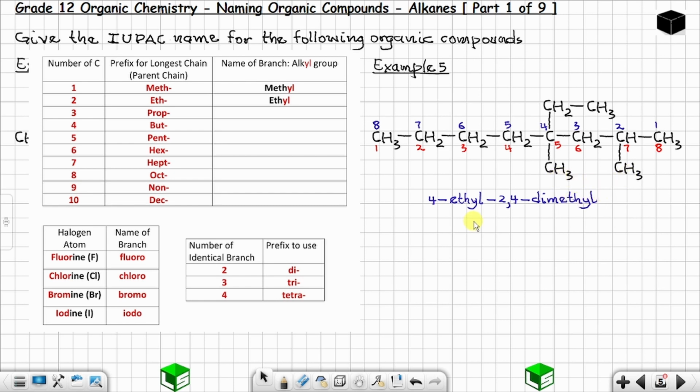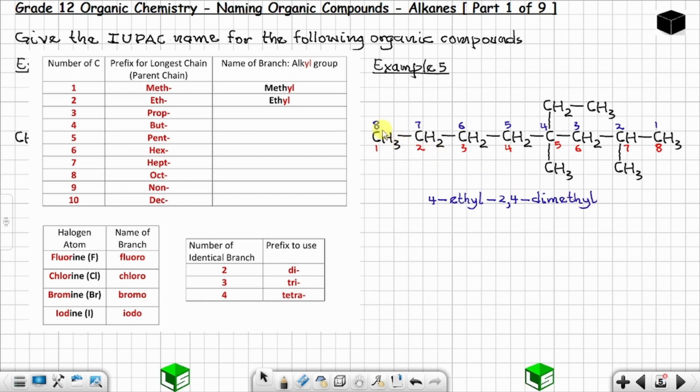And you may be wondering why this 4 didn't come after 2 and 4. Remember again, you have to write down your branches alphabetically. So you have E and M. M comes after E. You don't look at the prefix di. Remember, you look at the original name, which is methyl.